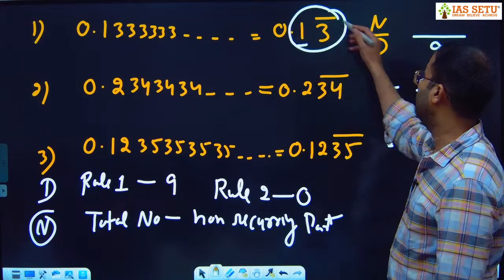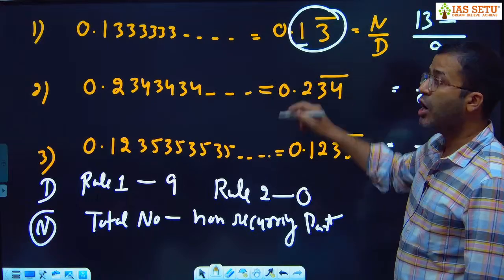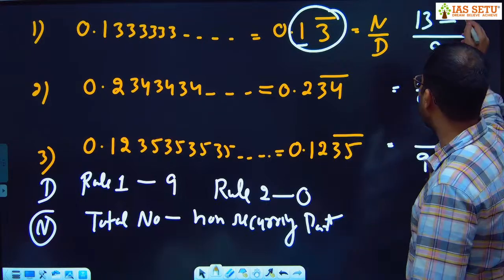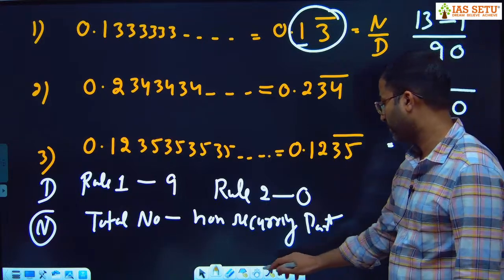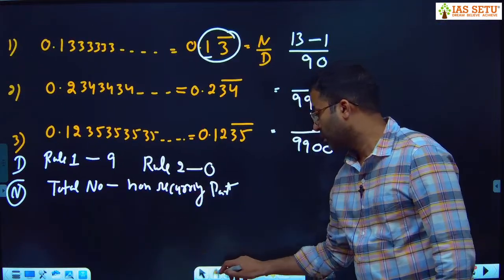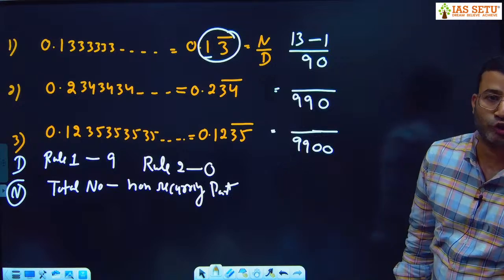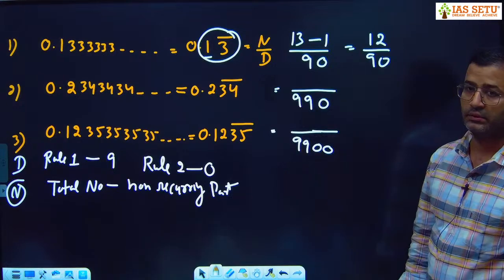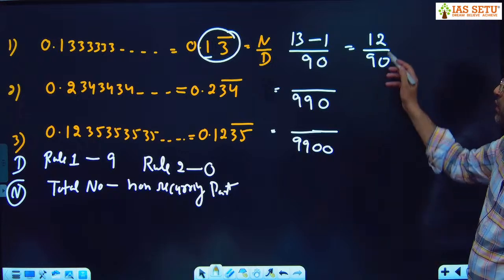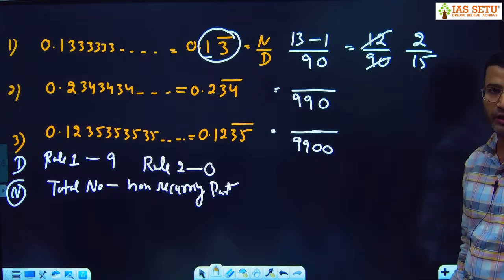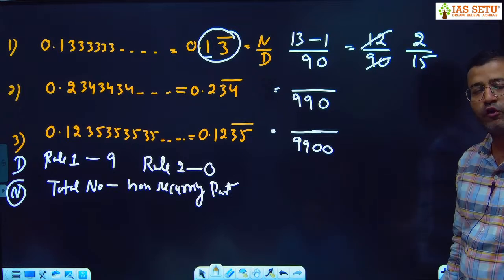What is the total number? 13. Out of 13, 1 or 3, which is not repeating? 1, so you have to subtract 1. Total number minus the non-recurring part, so it is 12 by 90. You simplify, it will divide by 6, it will come 2 by 15. You can check, but first let's focus on the concept.